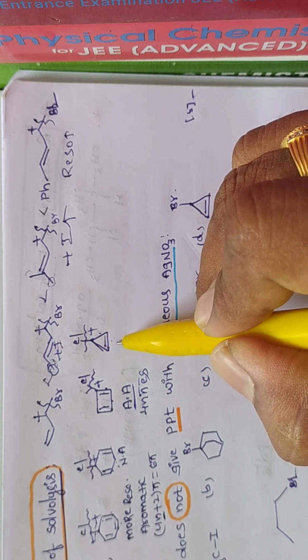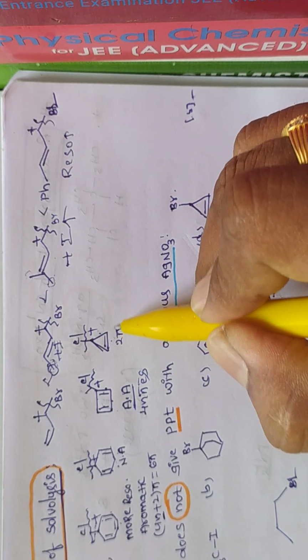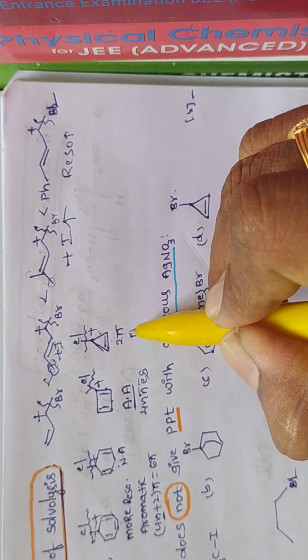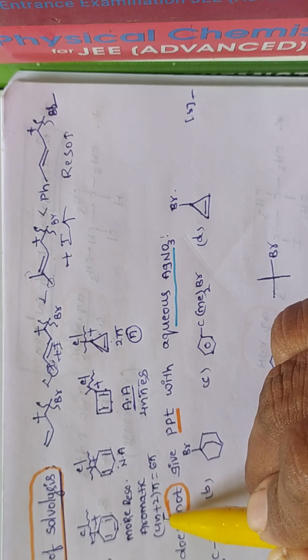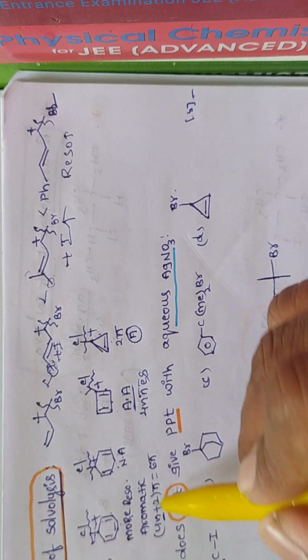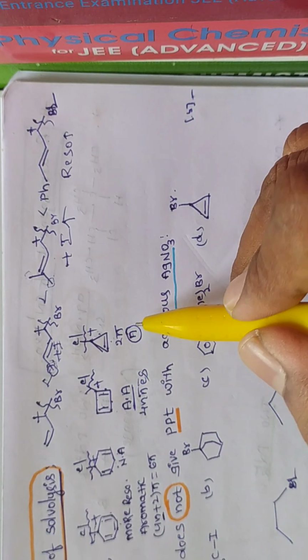Next one is positive charge, single bond, double bond, conjugation is there. Here too, how many pi electrons are involved in the resonance? 2 pi electrons are involved in the resonance. So it satisfies Hückel's rule by placing n equal to 0. So therefore this compound is aromatic.